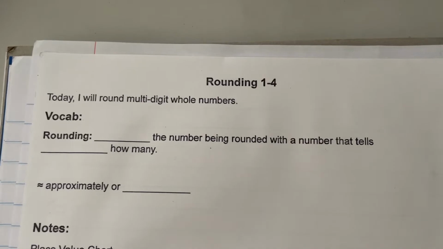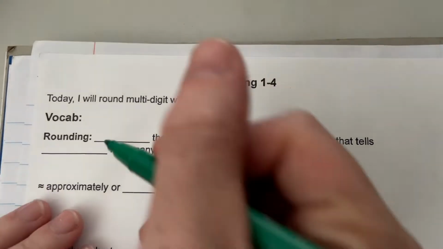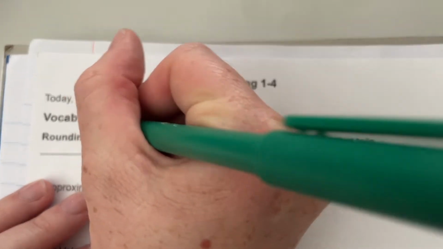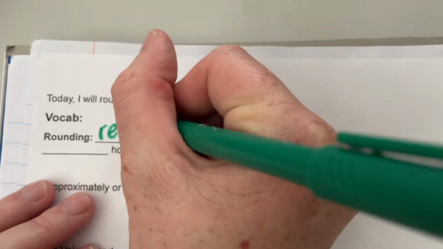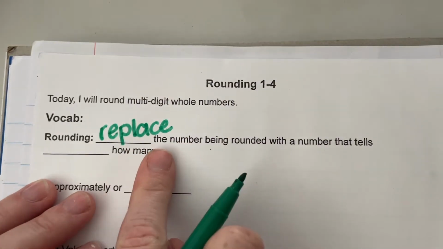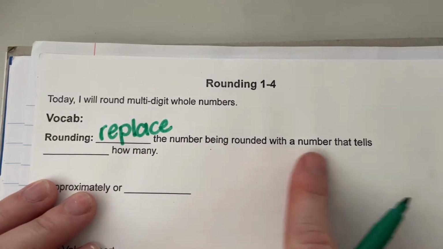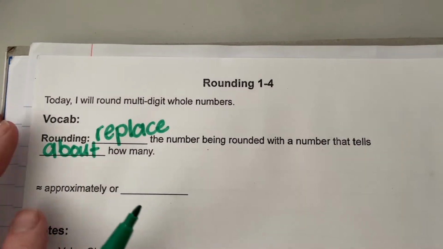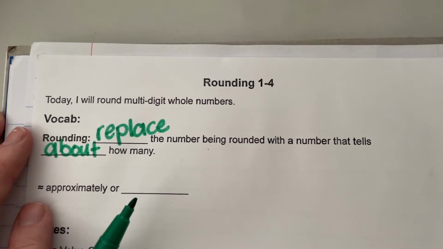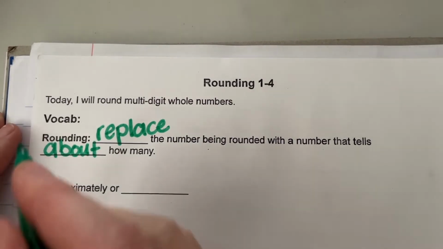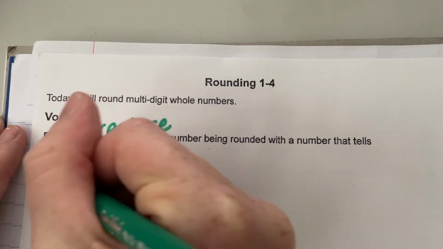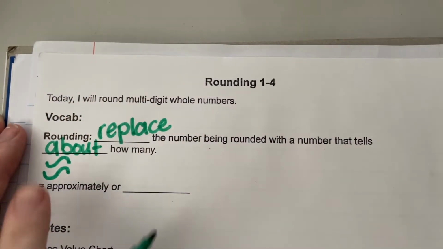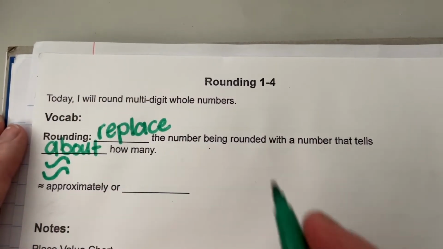Our first word is rounding. Rounding means that you are replacing the number being rounded with a number that tells about how many. And we'll be using this sign. It kind of looks like an equals sign, but there's a squiggle, and I'm going to draw it a little bit bigger so you can see. And that means approximately or about.